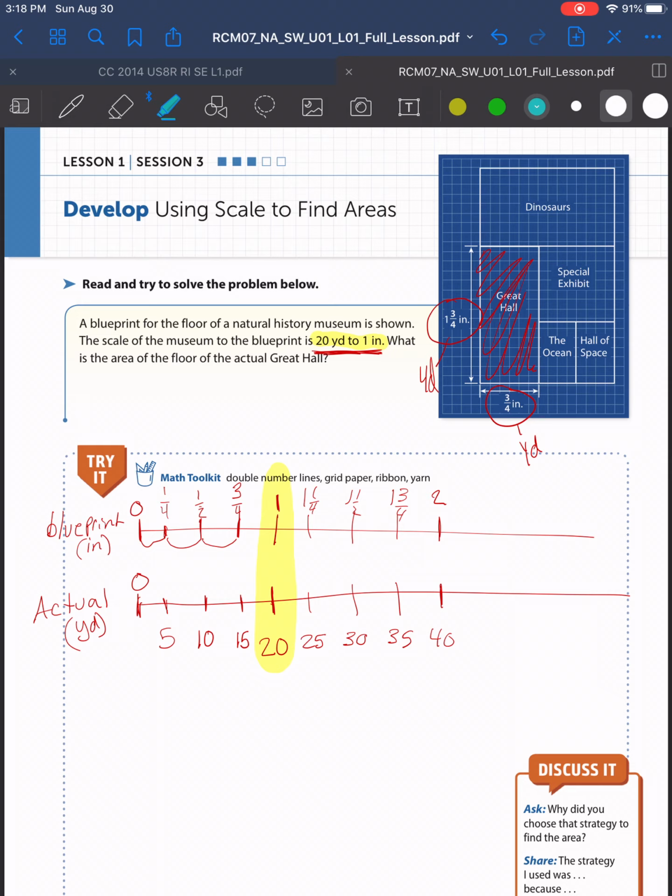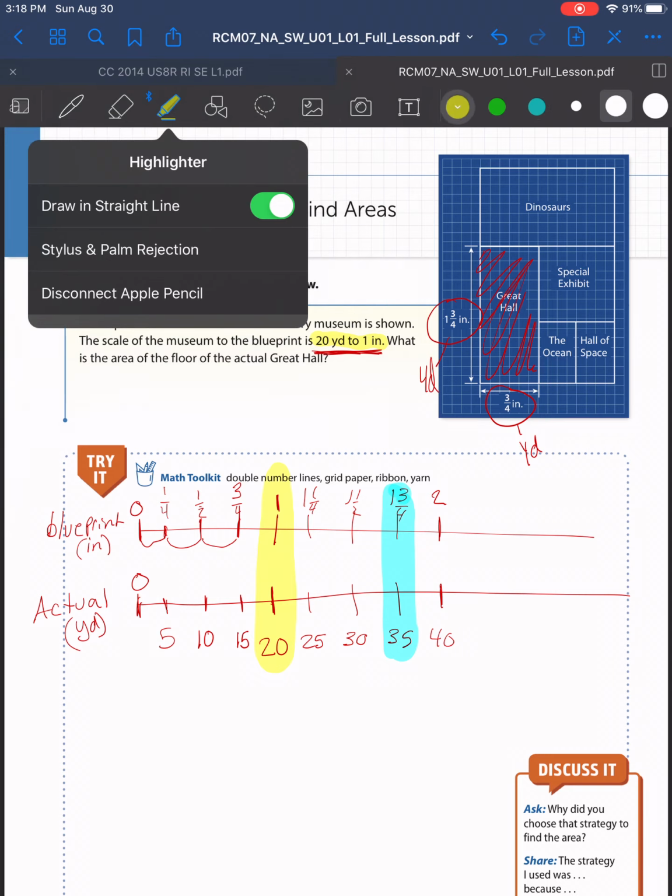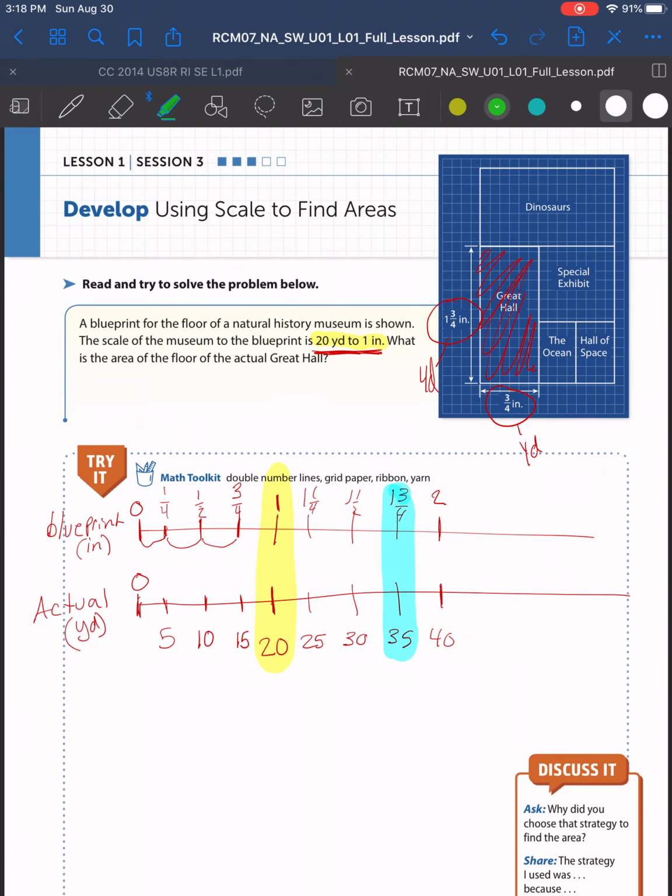I have 1 3/4 inch, so now I'm going to go find 1 3/4 inch, which is right here, and it lines up with 35 yards. And then I've got 3/4 of an inch, so let me go ahead and grab a different color. 3/4 inch right here lines up with 15. So in real life, the dimensions of this Great Hall are actually 15 by 35.